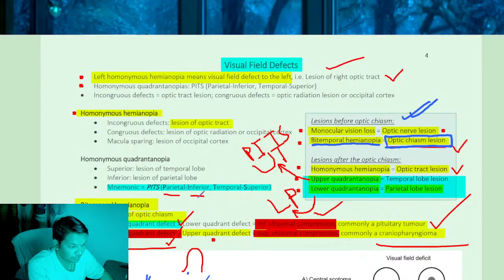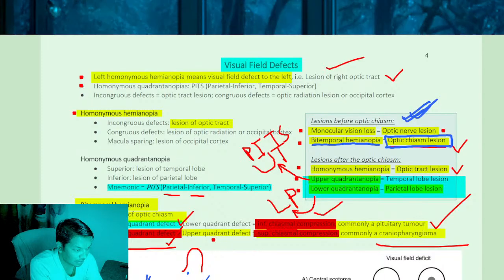If the lesion is before the optic chiasma, there is monocular vision loss, an optic nerve lesion. For a lesion in the optic chiasma, there is bitemporal hemianopia. This is a fixed, specific question. If there is bitemporal hemianopia, where is the lesion? The lesion is in the optic chiasma.